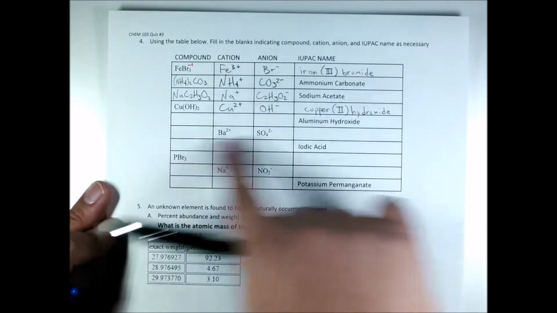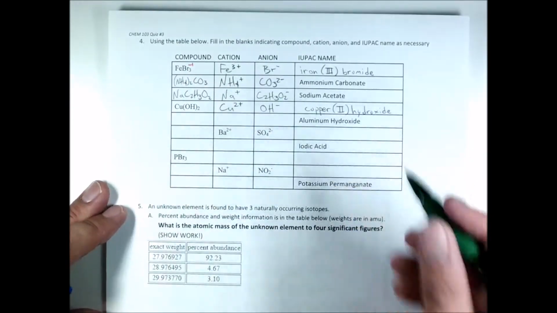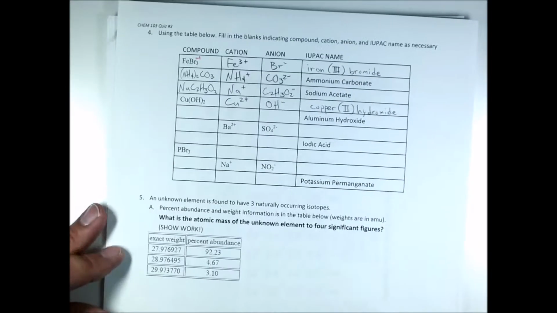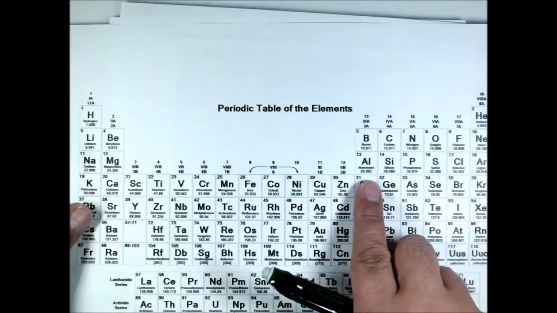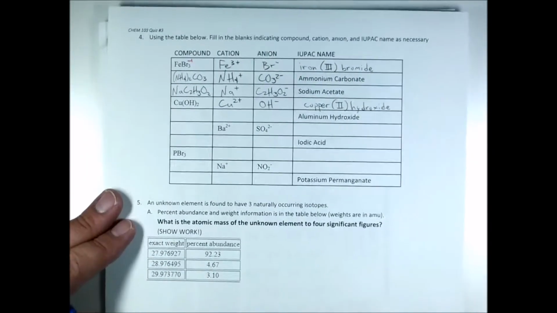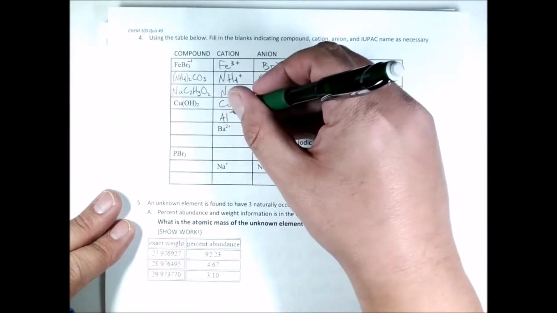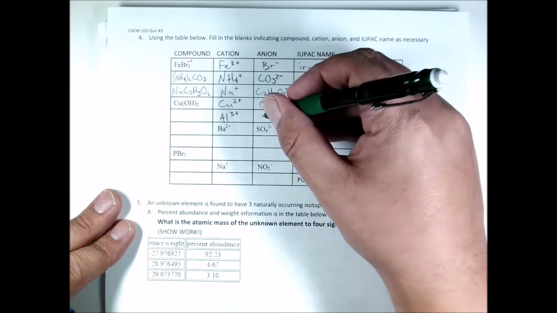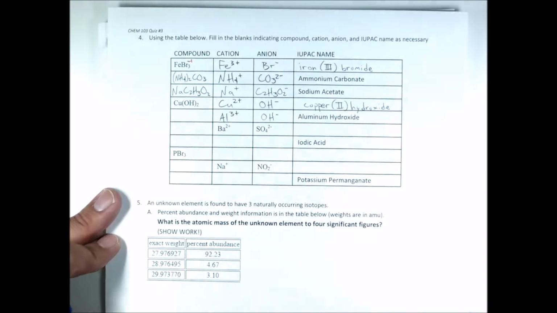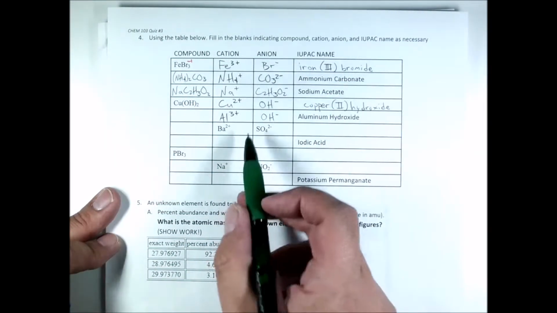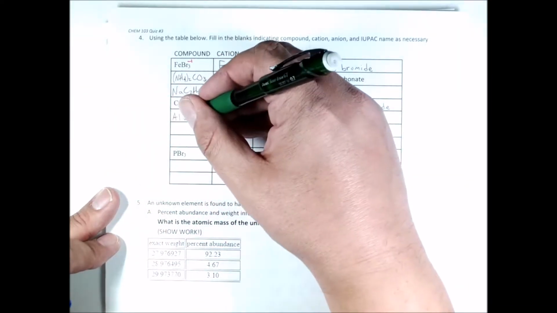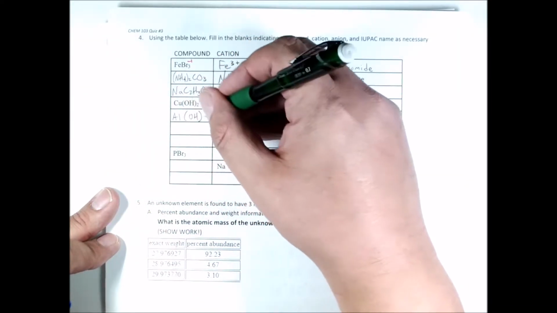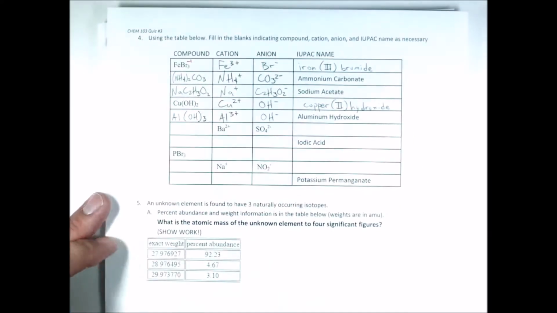All right, here we have aluminum hydroxide. Aluminum is here. So that gives it a charge of +3. So Al3+, and then hydroxide is OH-. So it looks like we're going to need 3 hydroxides per 1 aluminum. So Al(OH)3.